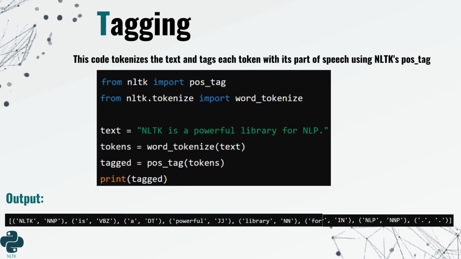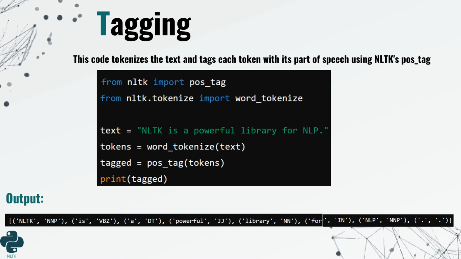So it is very useful. Like if a chatbot wants to talk, it needs to know how to use grammar. So tagging is very important. The code below uses the pos_tag to use the tagging system.